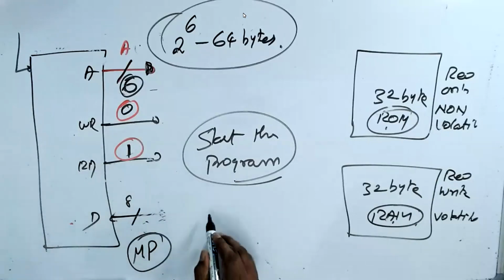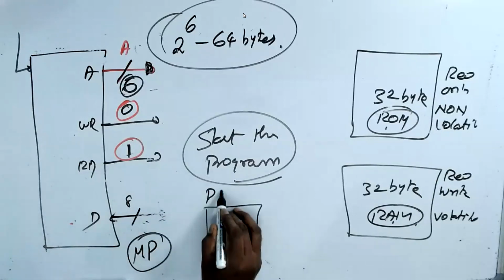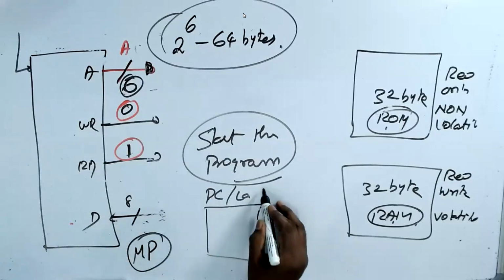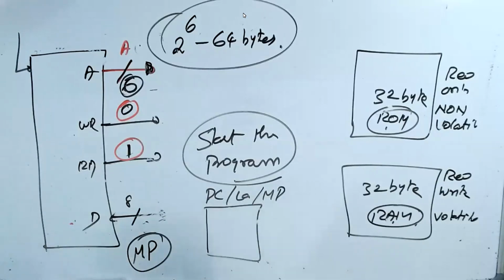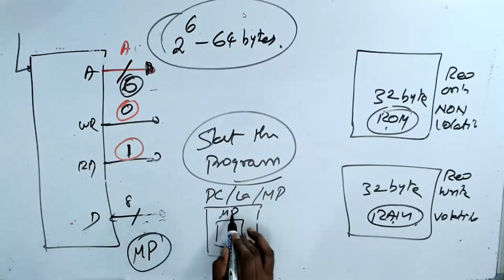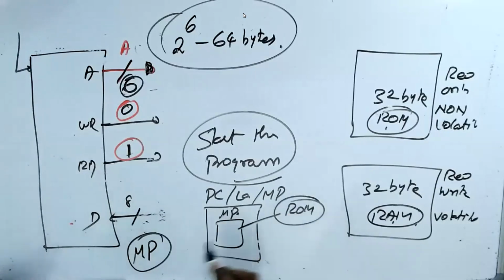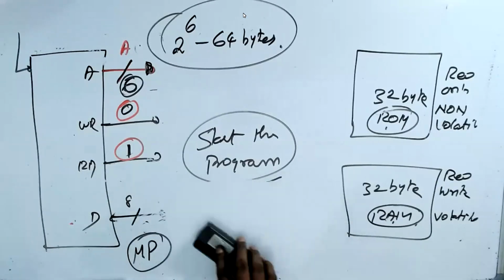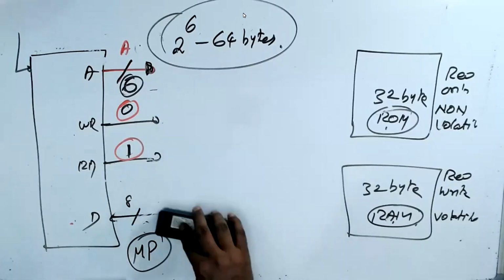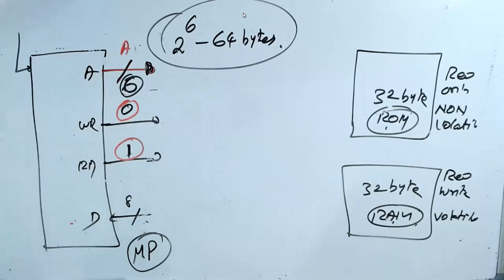All the microprocessors in the world, in your PC or laptop, your mobile phone, smartphone, whatever it is, everywhere we use a microprocessor, that microprocessor takes the data only from ROM. Please understand. Okay. Is it clear?